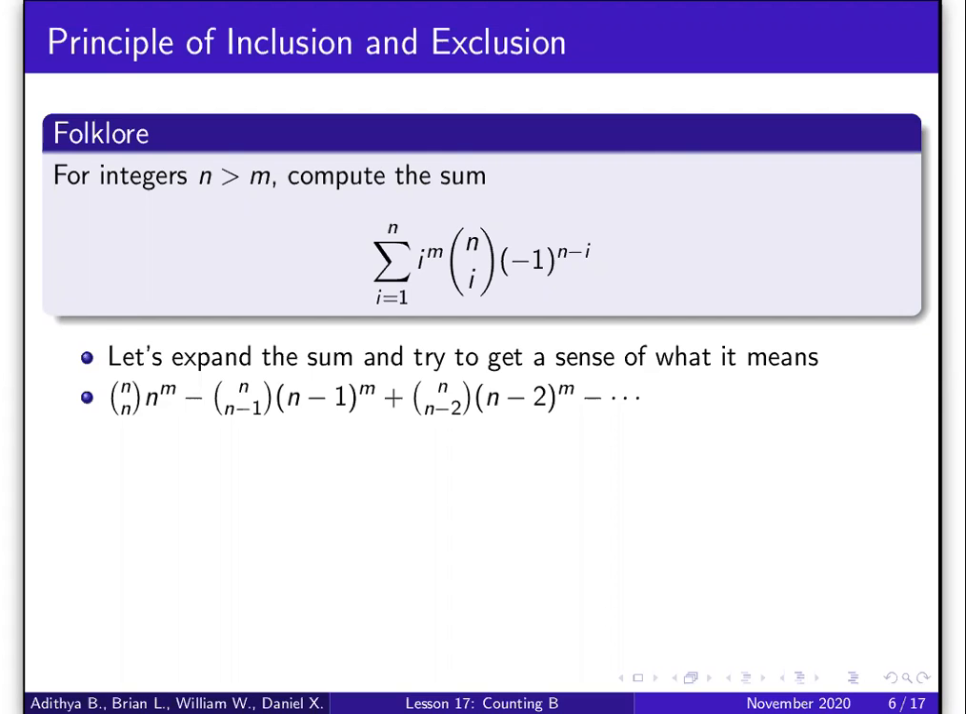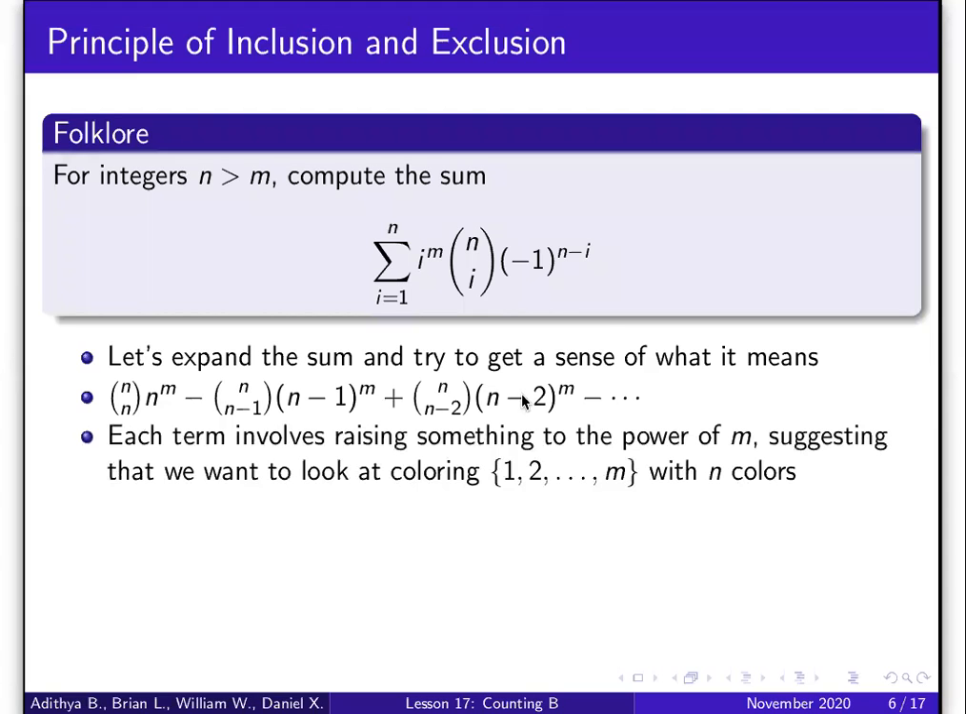So we see the first term is just n choose n times n to the m. And then we have decreasing bases for the constant exponent of m. So to interpret this, every term involves raising something to the power of m. So we might want to color the numbers 1 through m with n colors. This is a way to combinatorially force out these expressions.